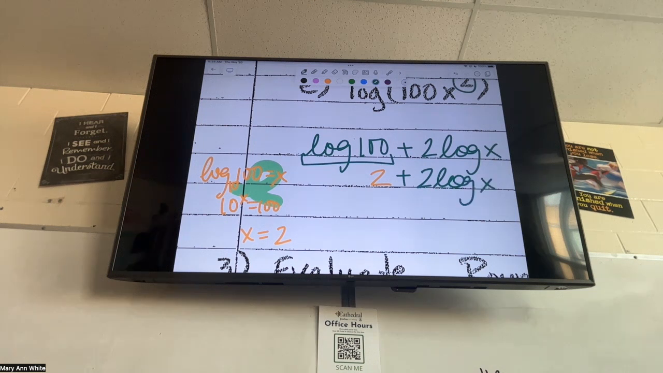Now I've got a tricky question for you. Can I combine 2 plus 2 and get 4 log x? No, Maggie immediately was like, don't do it. Why can I not do that? They're not like terms, very good. One has a log and one doesn't, so they do not get to be combined together. This is actually as good as it gets.